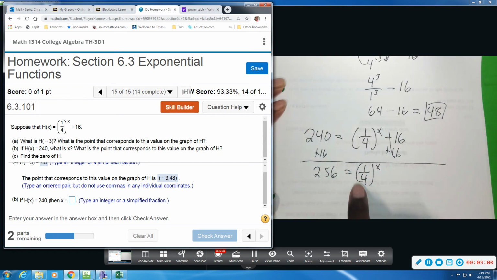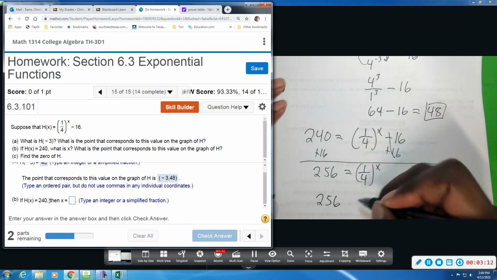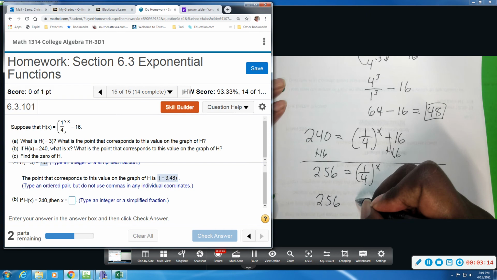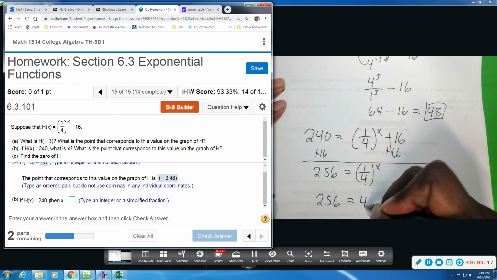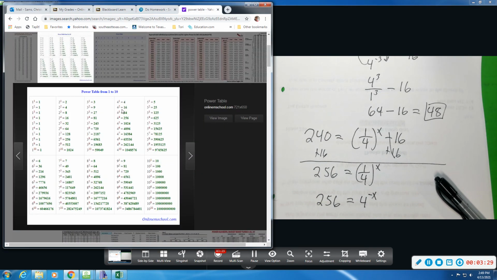I want to get a base of 4 if possible. So let me rewrite this as 256 equals 4 to the -x power. If I can get this to a base of 4, then I can figure that out. So let's look at the power table, and we're going to go down to 4s. Do we see 256? Yes. 4 to the 4th is 256.